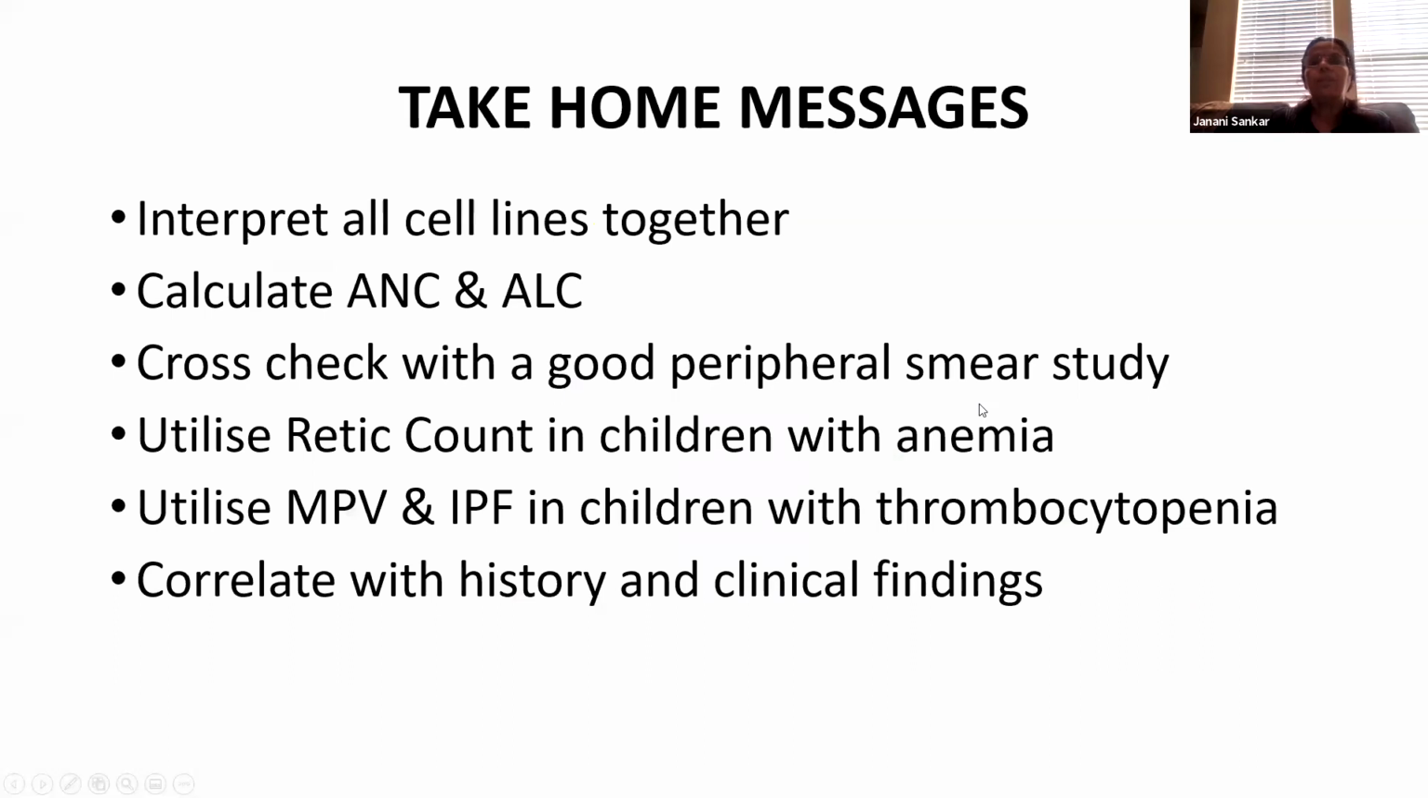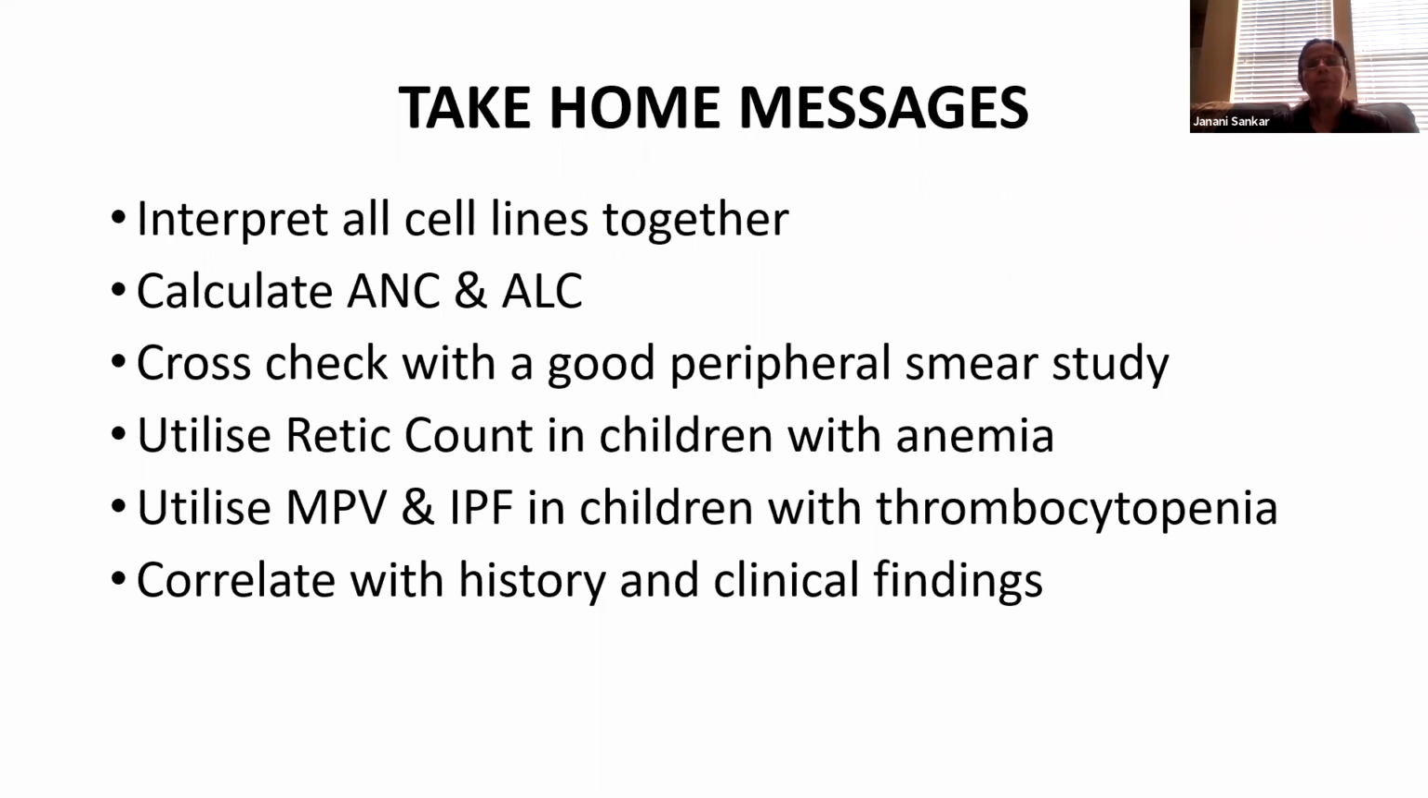And take-home messages at the end of my talk would be: interpret all cell lines together. Don't look at one and immediately jump and say, okay, this child has got anemia. Look at the total count, look at the differential count, look at the platelet count, look at all the indices, look at other markers like retic, MPV and all if it is available. Always calculate the ANC and ALC.